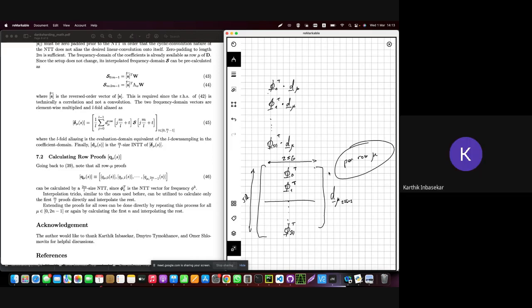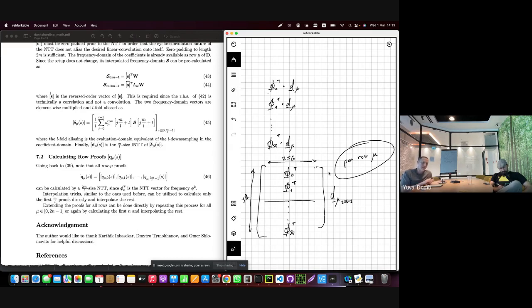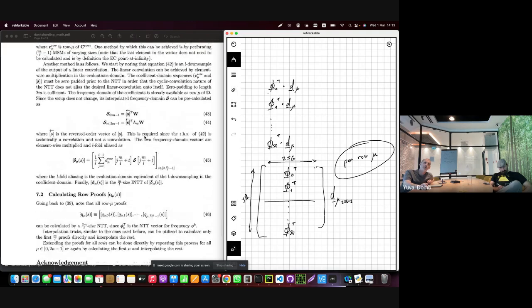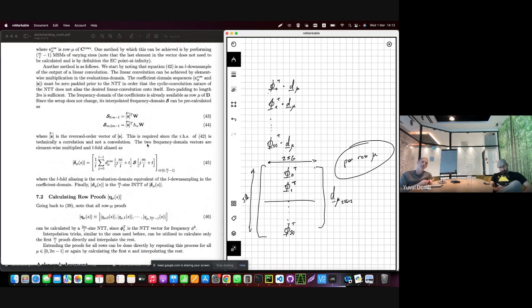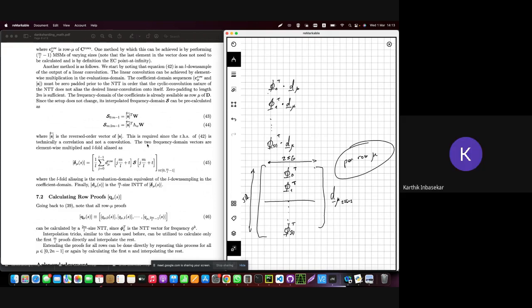I didn't see fully if you updated the note, like they use this Toeplitz matrix structure to pre-compute and stuff like that. Yeah, there is a pre-compute. Essentially, lines 43 and 44 are a pre-compute of the setup. So you do an FFT of the setup, an interpolated FFT of the setup, okay?